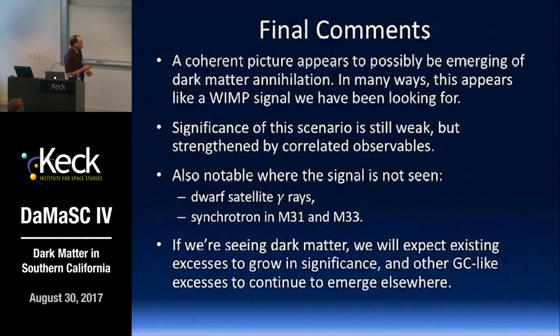It is also notable where the signal is not seen. We have not observed the excess in the gamma rays in the dwarf satellites yet, which is where we've been looking for the WIMP signature. Also, you would expect to have already seen the synchrotron. Given the magnetic fields we've observed in M31 and M33, the synchrotron should already be visible, and it's not.